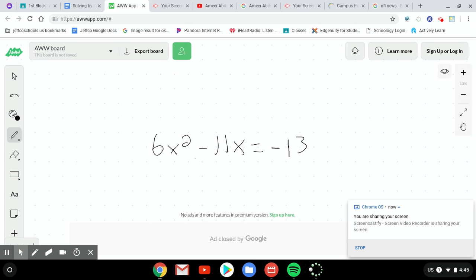For today's recording, I'm going to show you the question that I decided to choose, and that is the one clearly right here, which is 6x squared minus 11x equals negative 13. For me, the first thing that helps me is to write it down. So I first wrote the problem 6x squared minus 11x equals negative 13. Basically, on this problem, we have to solve the two-step equation.